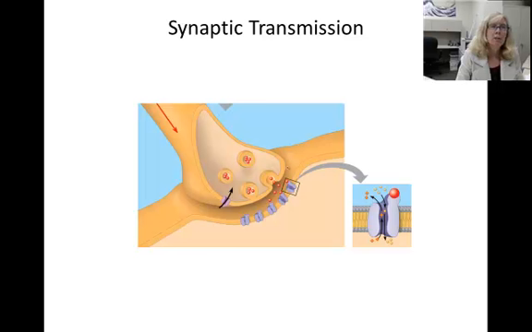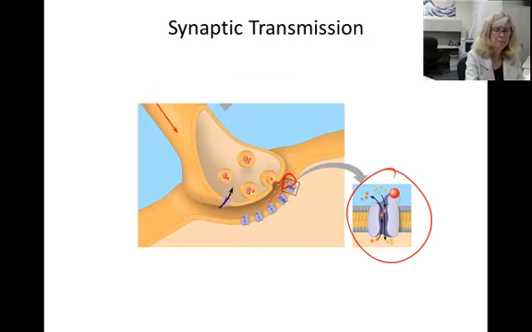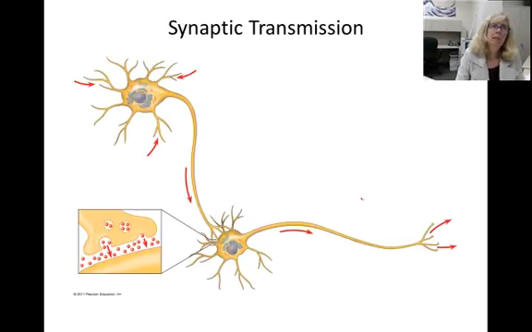Fifth, the neurotransmitter binds to the ligand-gated ion channel on the membrane of the postsynaptic cell, allowing the flow of ions into or out of the cell. In this way, an electrical signal that travels down one neuron is converted to a chemical signal at the synapse, which then triggers a second electrical signal in the next neuron.